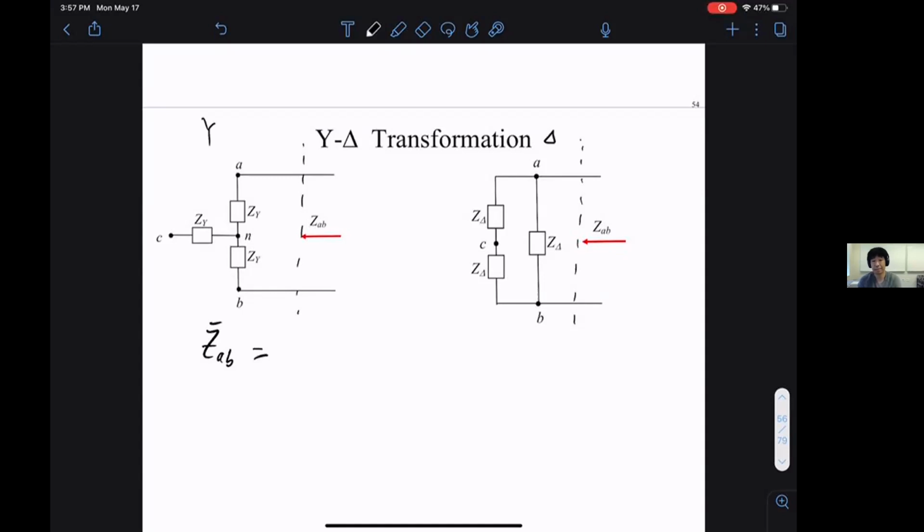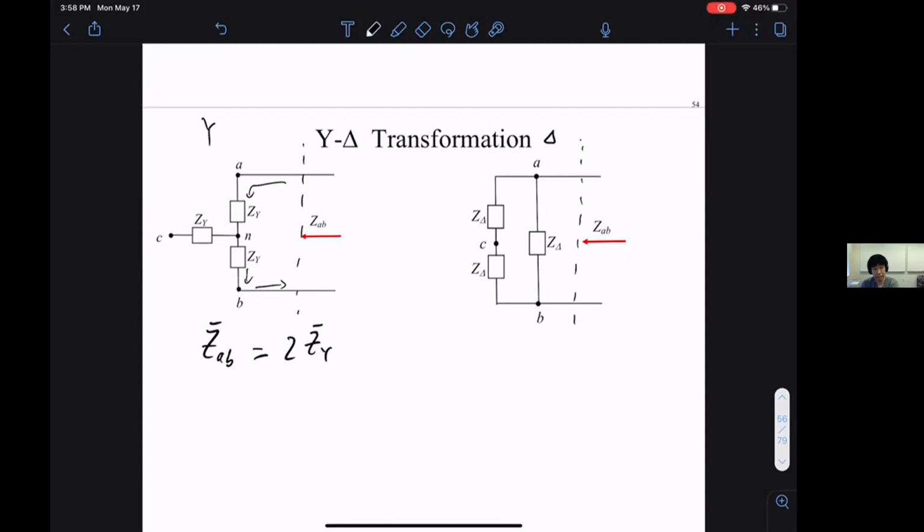Any guesses? This is just 2zy. Basically, if you flow a current through this, you see one zy this way, it continues, and you see another zy, this goes up. So you see two of them, you see 2zy. Any questions about this? So I see two of them.